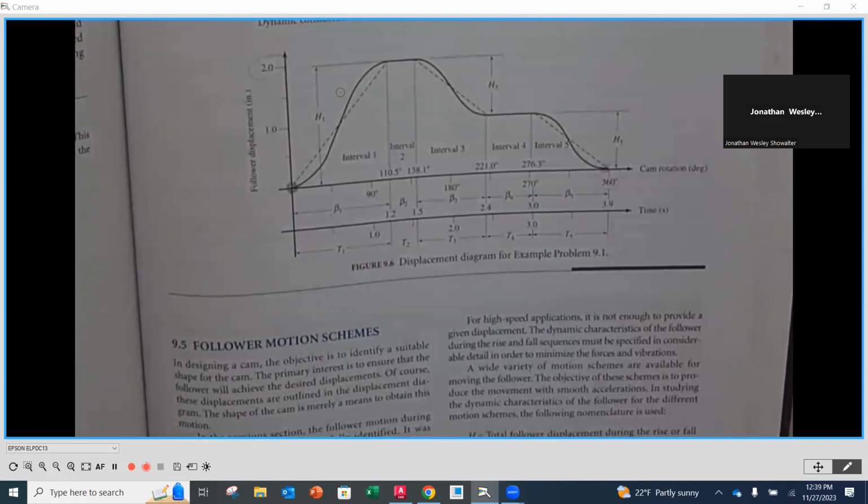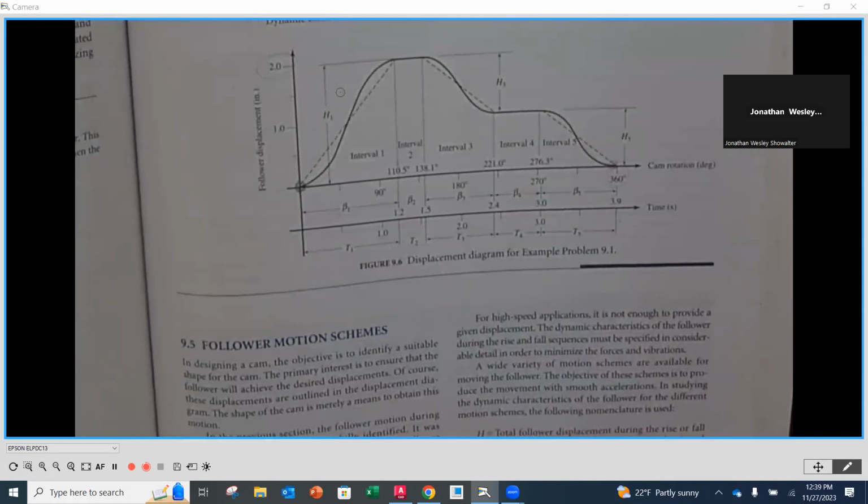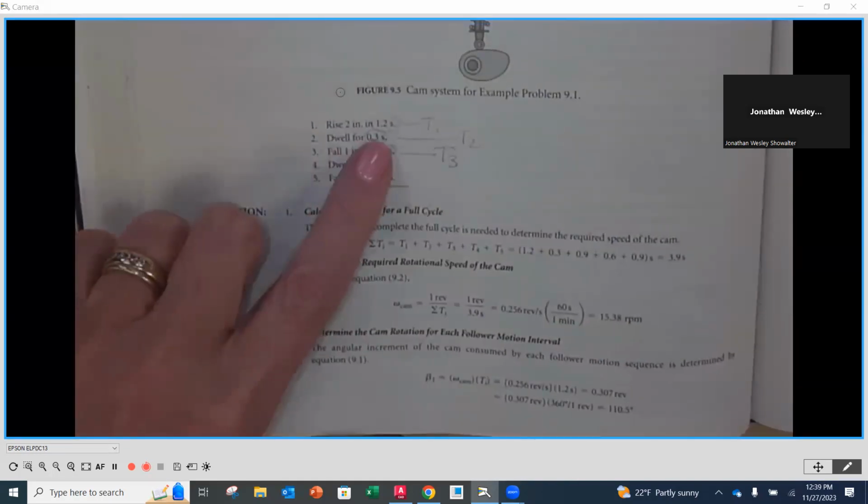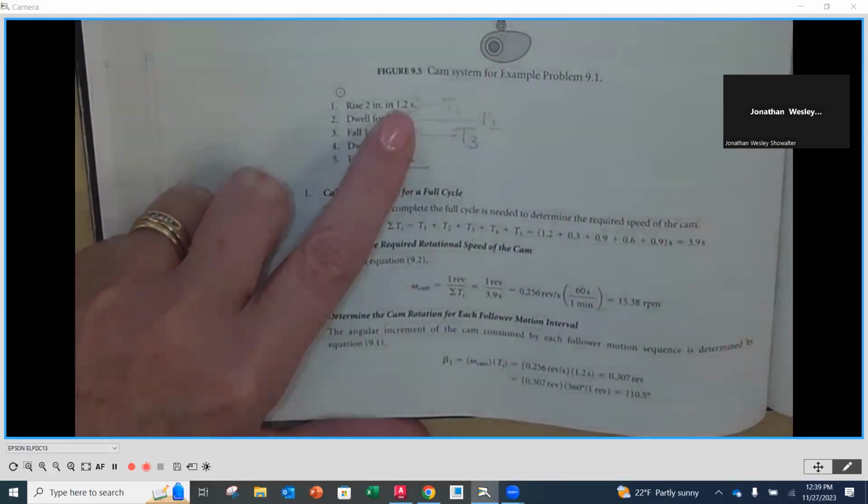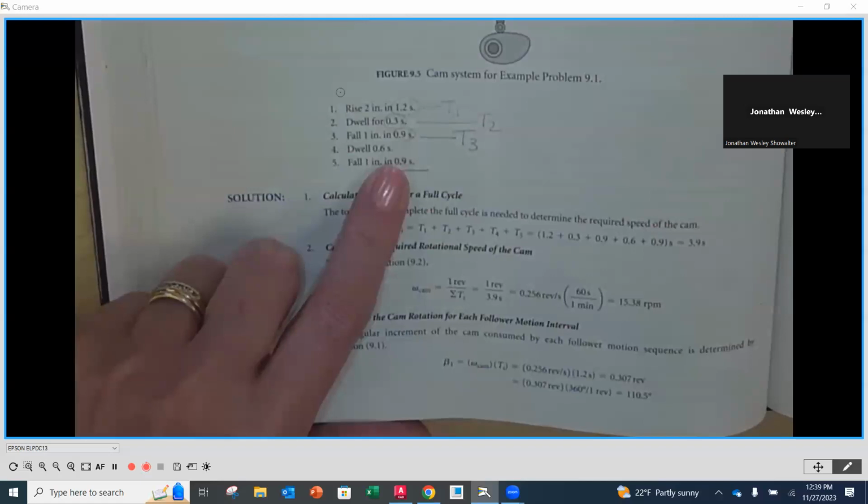Other questions that you have so far as you look at this? The T1, is that 1.2 by 1.28? I think I wrote it down. 1.2. T1 was 1.2 seconds. Yeah, you get that from the prescribed motion.